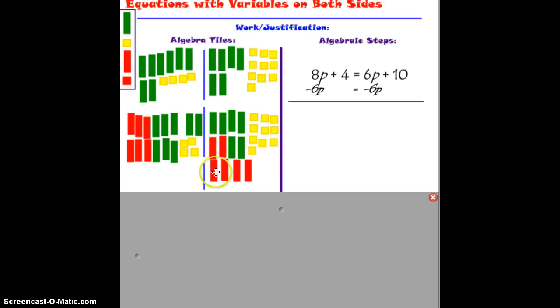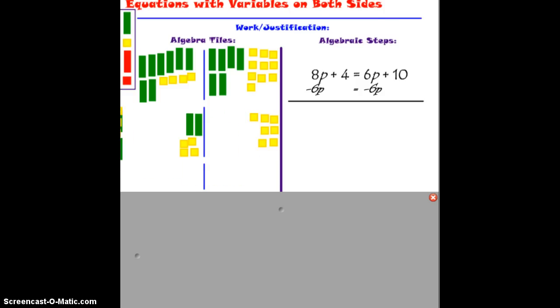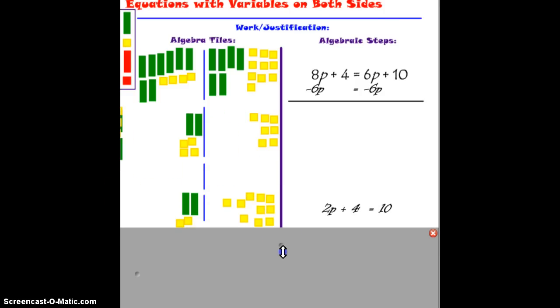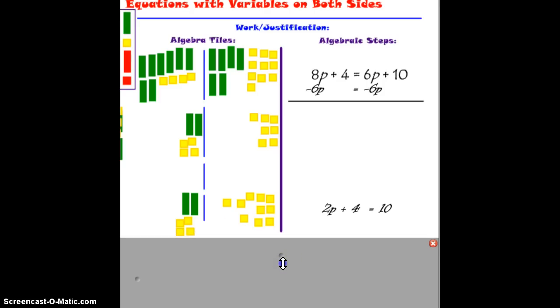We have placed 6 negative p's on the right side and 6 negative p's on the left side. When we do that, we notice that they all change to 0 pairs. We clearly see that 2p's plus 4 has the same value of 10 on the other side. This reminds us of a two-step equation.